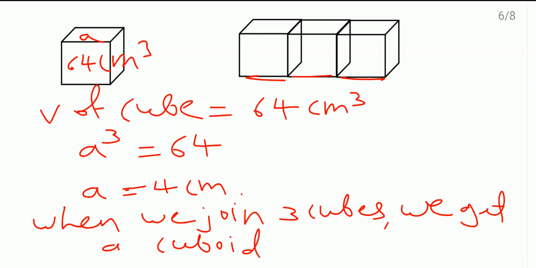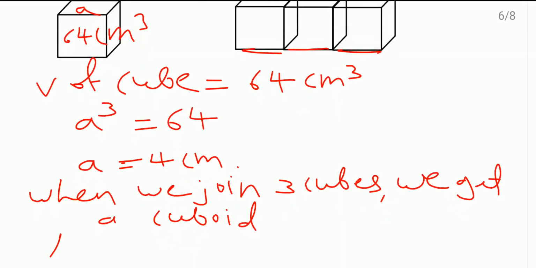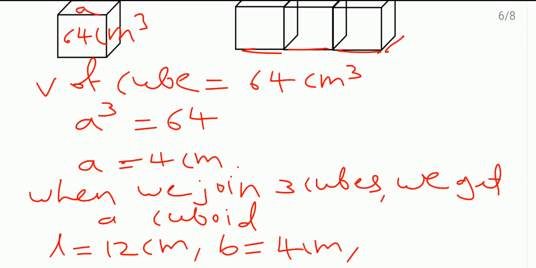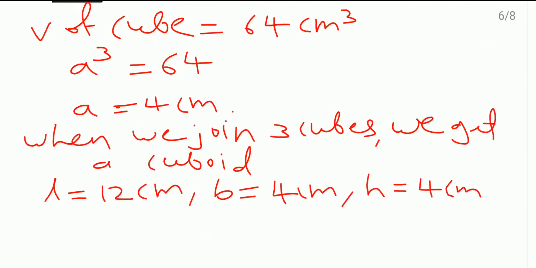And then we will write down this L, which is equal to 12 centimeter. B will be as it is, right? This breadth is 4 centimeter, and even the height is the same, which is 4 centimeter. Only what is changed? Length.